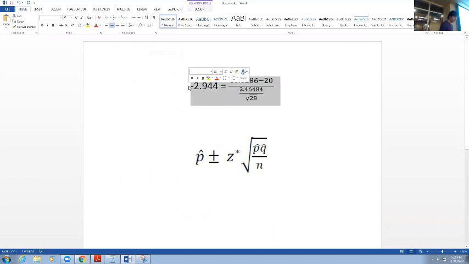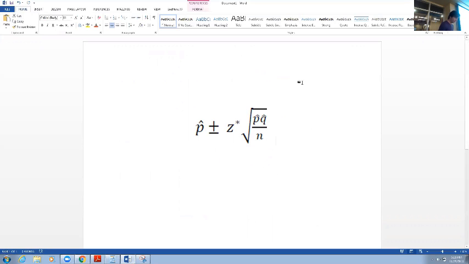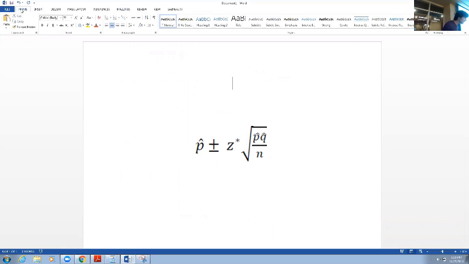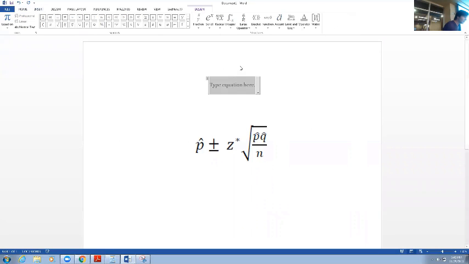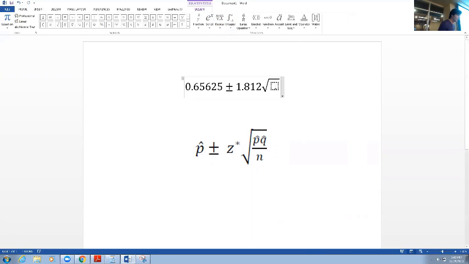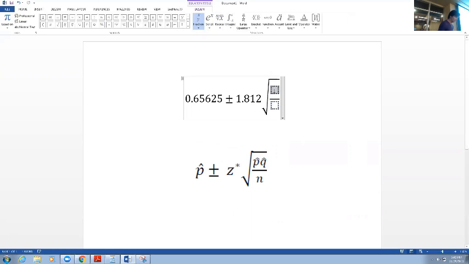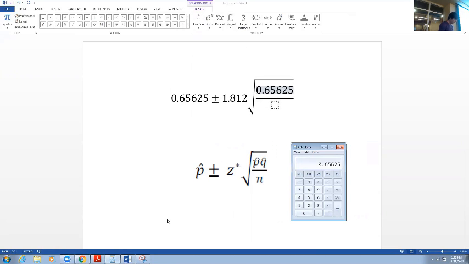So I'm going to delete all this. I'm going to put in a new equation above here. So let's insert an equation. And let's go right here. And I think it does plus or minus instantaneously. Now we need the z star of 1.812. Is that correct? I don't know 93% off the top of my head that well. Now we're going to go to the square root. And we're going to put in a p hat, right here. I love the equation builder in Word. And then we times this by q hat. So we get 1 minus.